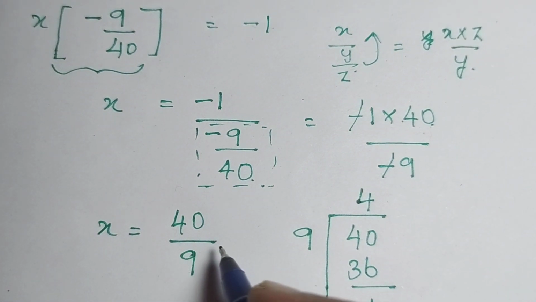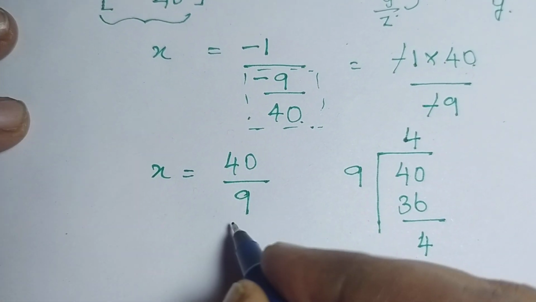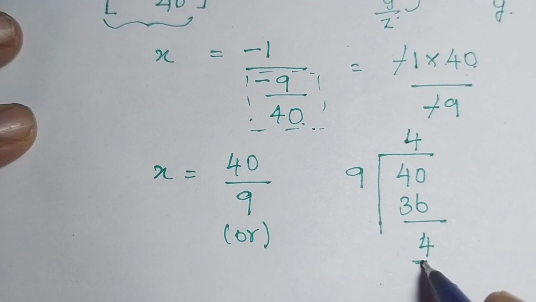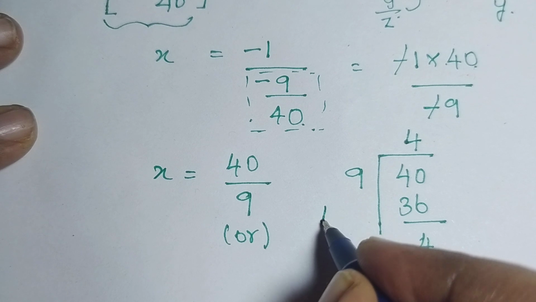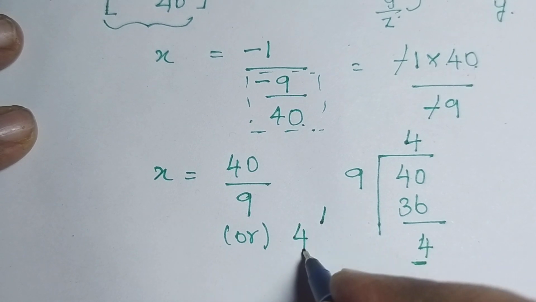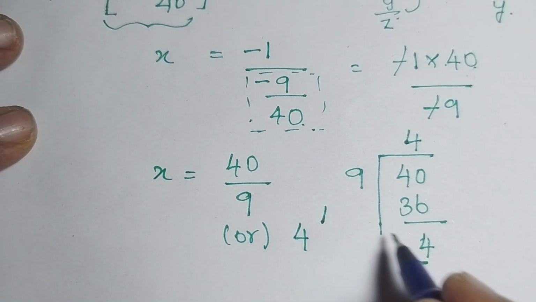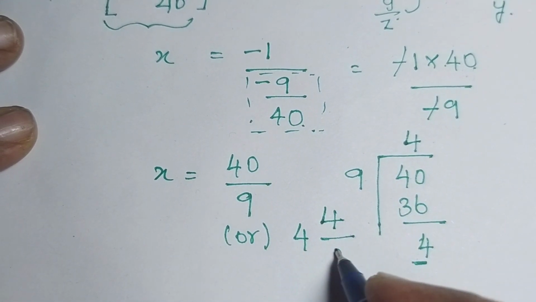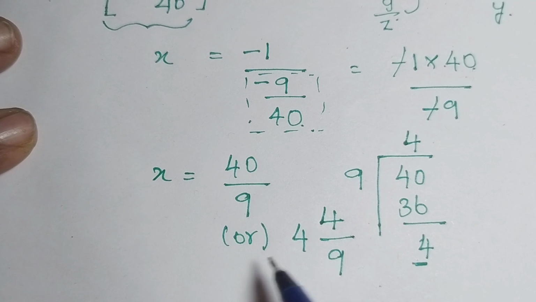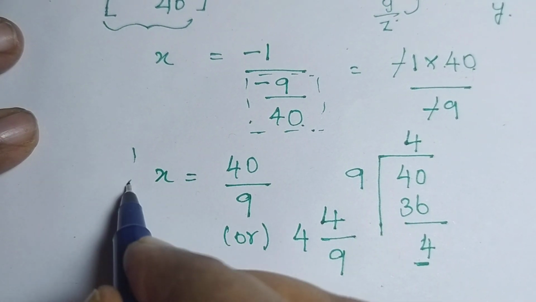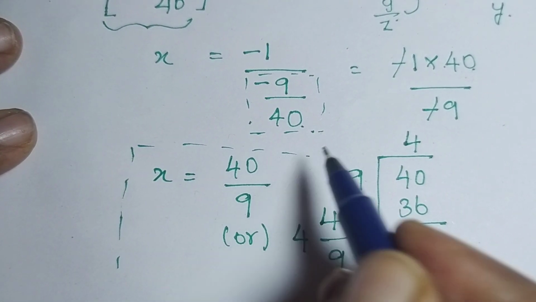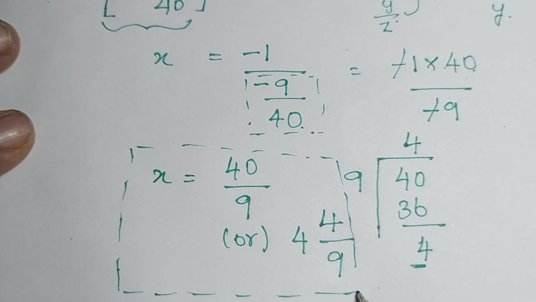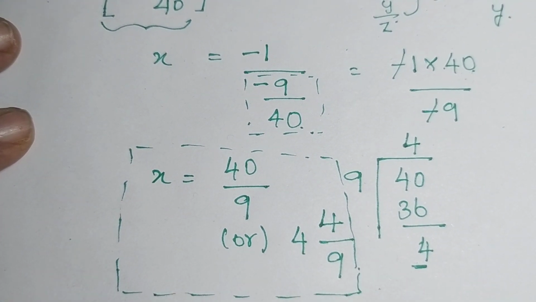This is also an answer. So if the option is in improper fraction, then the answer is this: the 4 is in the numerator, the 4 is the whole part, and the divisor 9 is in the denominator. This is for the improper fraction. We get two values for x. Based on your options, you can select the correct answer.